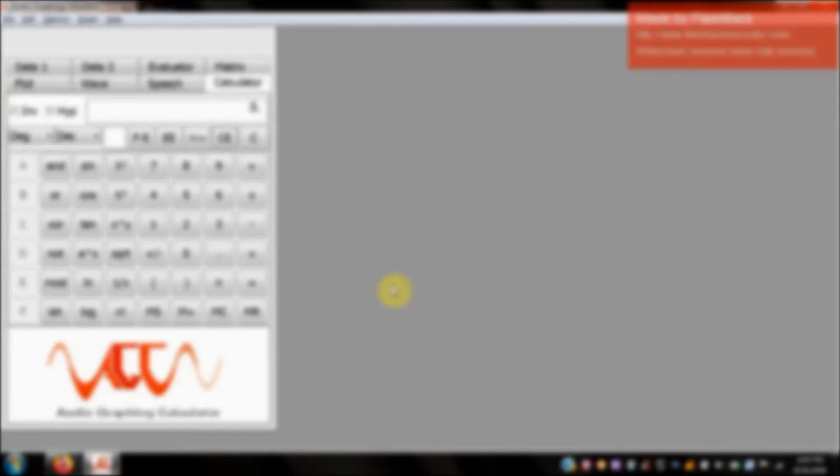Now I want to get the square root of 9801. The hotkey to get the square root is to press shift and the letter R, SQRT button. I'll press the equal sign. So the square root of 9801 is 99. I'll press delete.